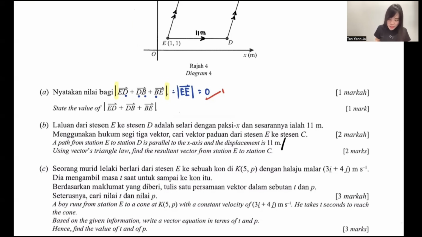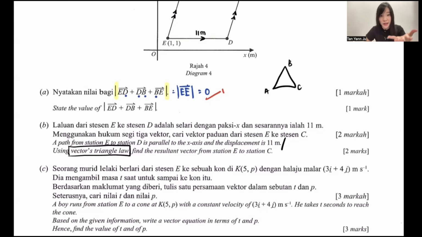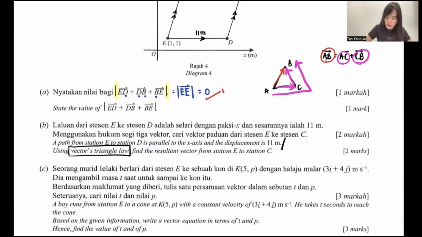So next, they say, using vector triangle law. Later on I will tell you what the vector triangle law is, but it is an equation that comes with 3 lines, because a triangle definitely has 3 lines, right? For example, ABC. This ABC is a triangle, so whenever it's vector triangle law, you can write AB equivalent to AC plus CB. Isn't it quite make sense? AB is A go to B, and AC is A go to C plus CB, that means C go to B. So isn't it A go to C, C go to B, equivalent to AB? This is the meaning of triangle law.